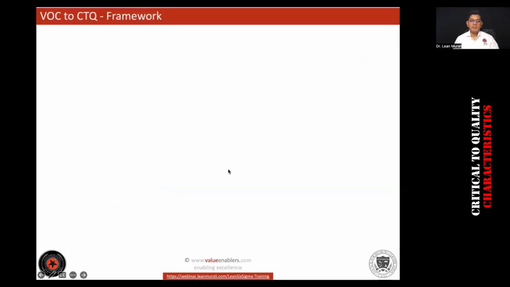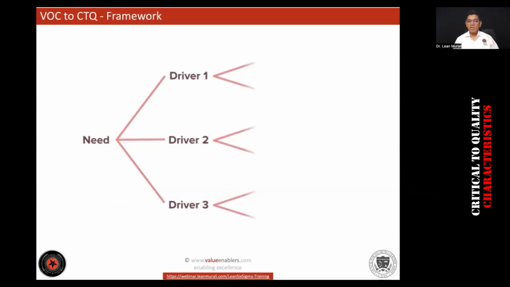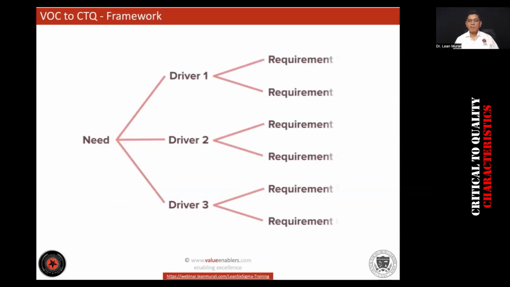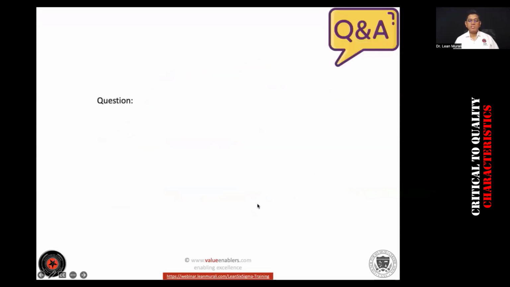All right. Okay. So CTQ framework is like this. A need, a driver, and a requirement. All of you type NDR in the chat box. NDR, need, driver, and a requirement. Let me help you understand this with examples. But before that, a quick question to recall.